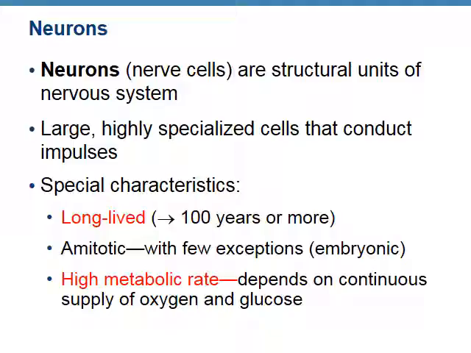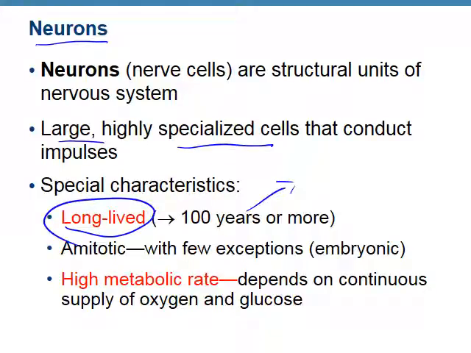A few characteristics about neurons. Basically, they're large, highly specialized cells. They're long-lived, 100 years or more. They're amitotic with very few exceptions. Remember, amitotic means no division. So I'm sure we've heard people say you're born with all the brain cells you're going to have. It's not entirely true. We have seen some neurons grow, but for the most part, if you damage part of your brain, it's not going to be able to recover.